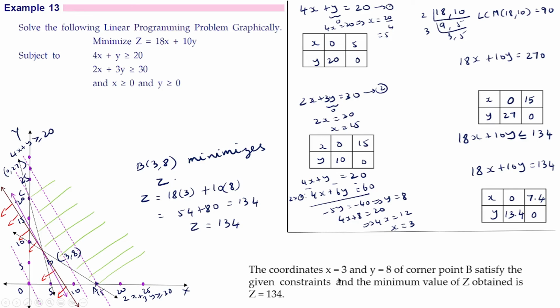The coordinates x equal to 3 and y equal to 8 of corner point B satisfy the given constraints and the minimum value of z obtained is z equal to 134. So this is the result. All these can be done in the rough. It is important that we have the graph and the result as far as isocost and isoprofit lines are concerned. So this is the isocost method where our objective is to minimize z.